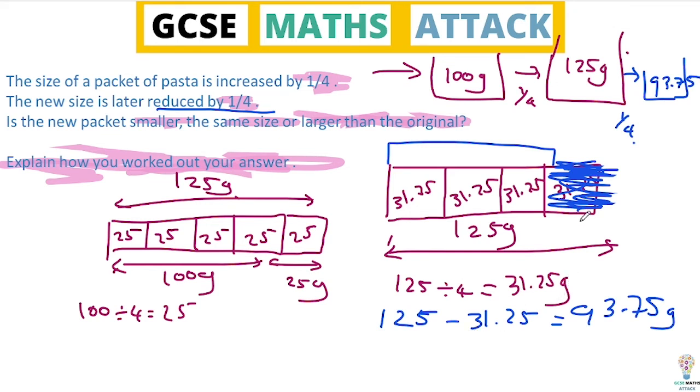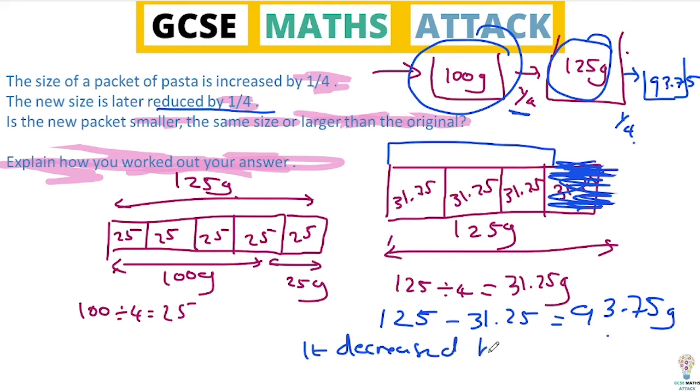And that kind of makes sense. If you think about it, you initially worked out a quarter of 100. And when you were reducing it, you were working out a quarter of 125. A quarter of 125 is much larger than a quarter of 100. And that's why your number decreased by the original amount.